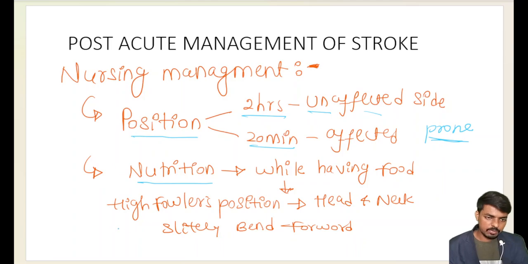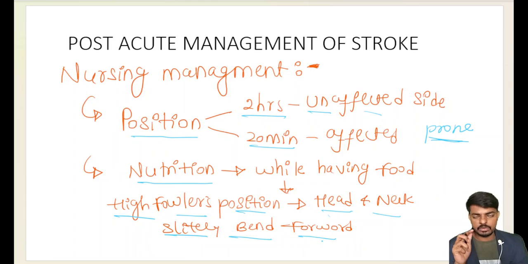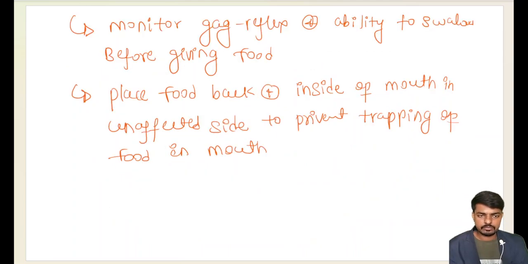That is the high Fowler's position we should give, because the pharyngeal muscles are also weak in the patient with stroke. There is the highest risk of aspiration. So to prevent aspiration, we will ask the patient to be in a sitting position, with high Fowler's position, with the head and neck slightly bent forward. Okay, and very importantly, we need to monitor the gag reflex and ability to swallow before giving the food.